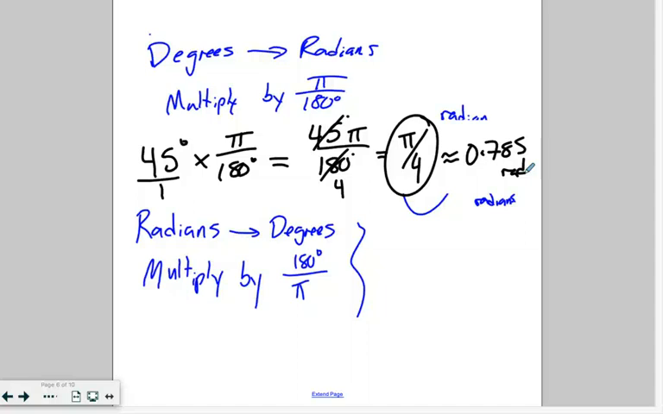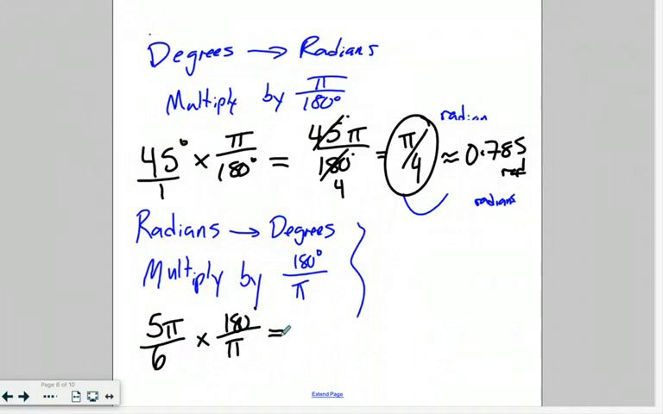Right, so just depending on what it is that you're doing. Going the other way, let's say for a radian measure that you've been given, let's say 5 pi over 6. That's the measure you've been given in radians. You want to turn that into degrees. You're going to multiply it by 180 degrees over pi, because those are equivalent values. So it's essentially like multiplying by 1.